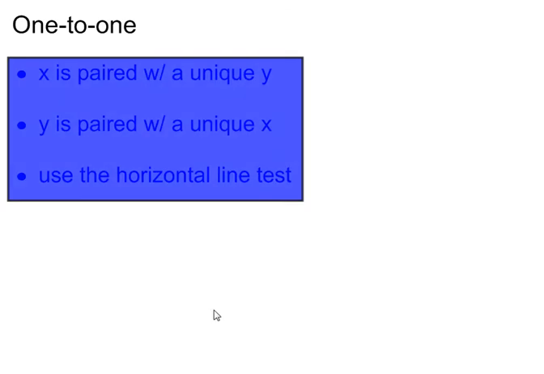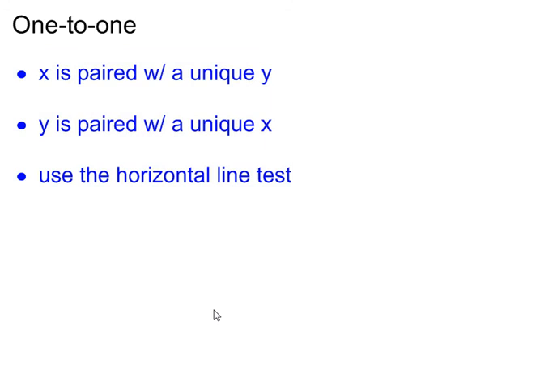The next concept we're going to talk about is a one-to-one function. And what makes a function one-to-one? Here are the things that we have to have. First of all, an x is paired with a unique y, and vice versa, a y is paired with a unique x. This may sound confusing, so we're going to talk about this using a graph and using what's called the horizontal line test. It's different than the vertical line test.